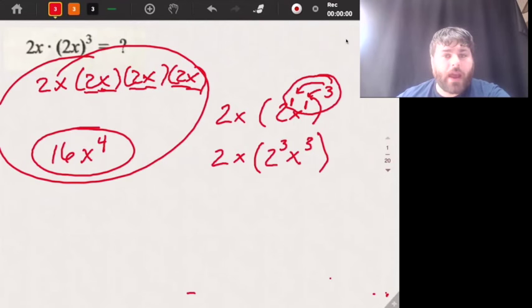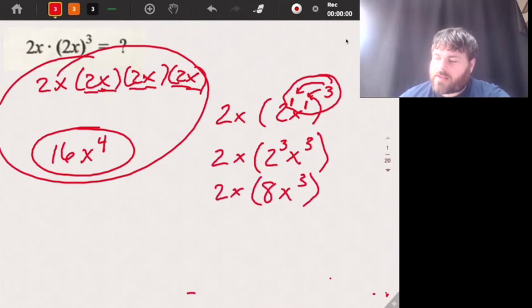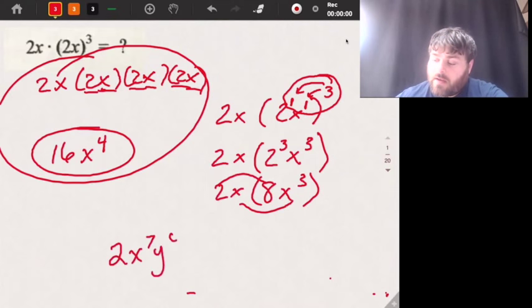Now, 2 to the third, I can actually evaluate that. 2 times 2 times 2, that's 8. And we still have our x to the third. You'll see pretty quickly that we're going to get the same thing we got on the left side. So that's a little bit of a shortcut. Now, where it really helps is when you're doing something like this.